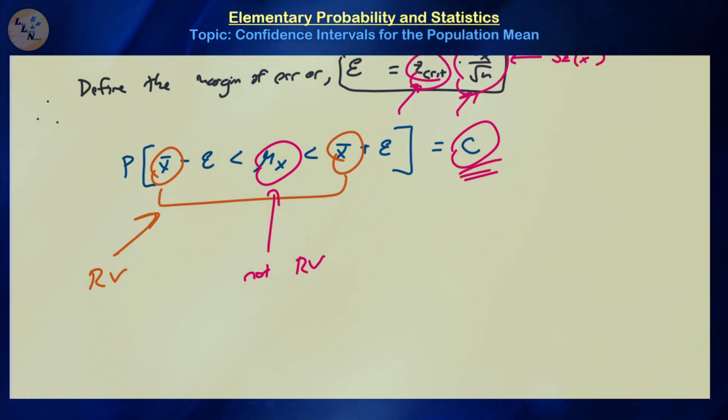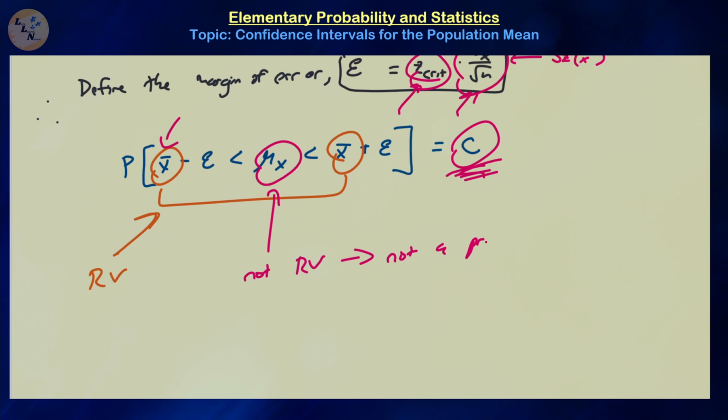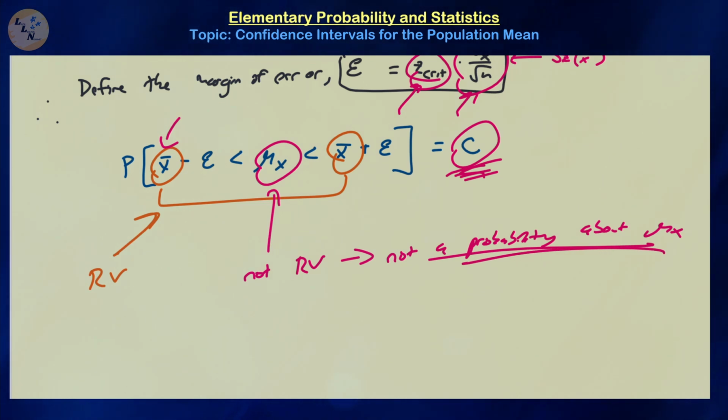So this says the probability that x bar satisfies this relationship is c, but it doesn't say the probability that mu x satisfies this relationship is c, because remember, mu x is fixed, c is dynamic, x bar is a variable. Therefore, make sure you get your concept straight, because since mu x is not a random variable, this is not a probability about mu. It just involves mu.